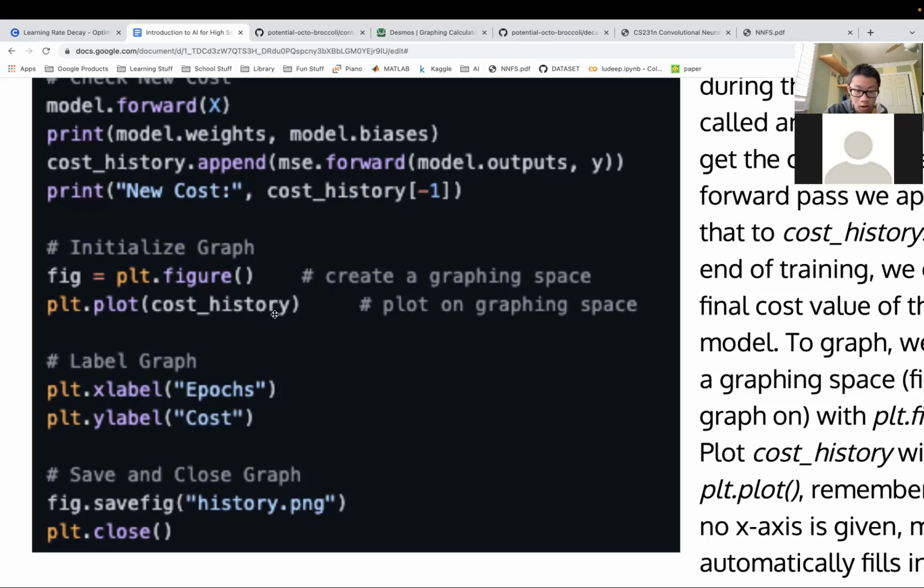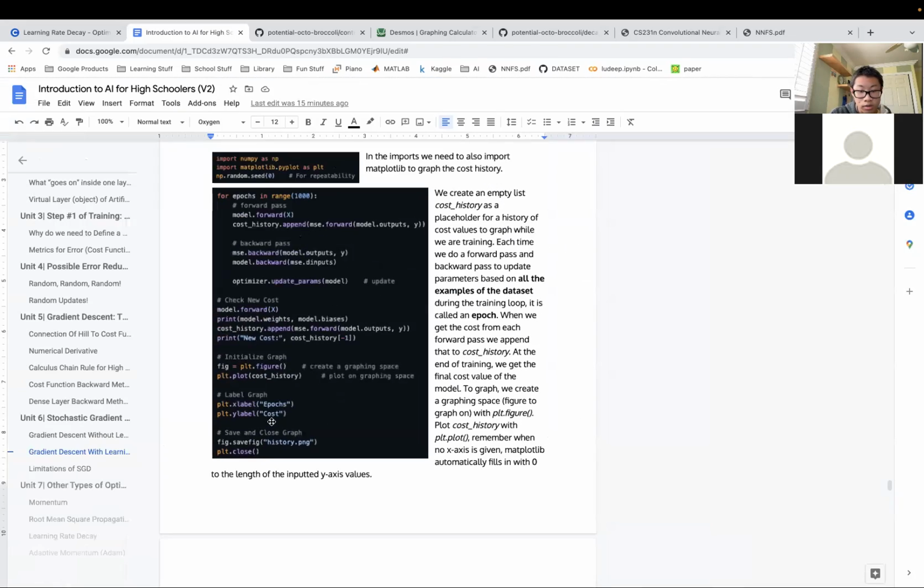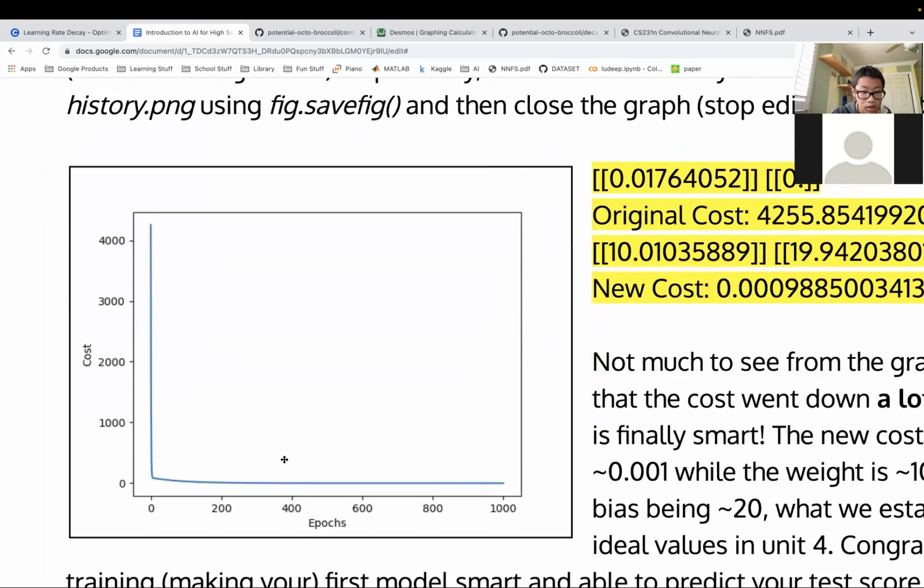Okay, and then we're just going to label the graph with the x-axis being the epochs, and the y-axis as cost. So it's a cost versus epochs graph. And then we can save the graph using fig.savefig. This is the file name we're going to save it to, and then we close out the figure by calling plt.close. Then what we get is this.